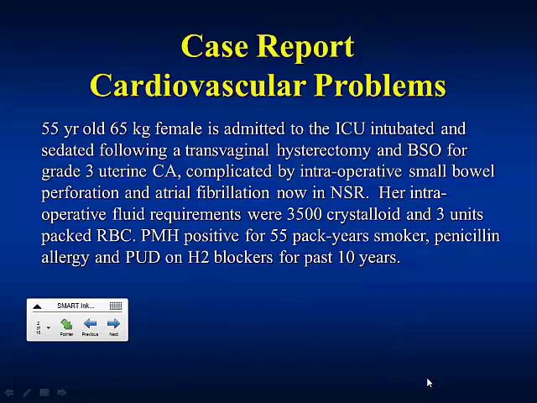I've been called for that before. And she had intraoperative AFib, but she's now in normal sinus rhythm. Okay, this is a true story. Her intraoperative fluid requirements were 3,500 of crystalloid and 3 units of packed red cells. She's got a positive medical history for a 55-pack-year smoking history. She's got a penicillin allergy. She's got peptic ulcer disease, and she's been on an H2 blocker for the last year.